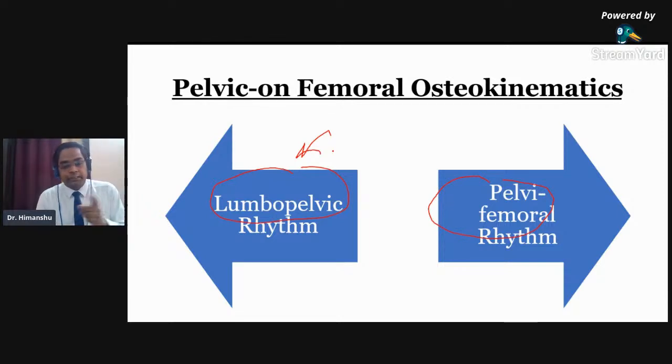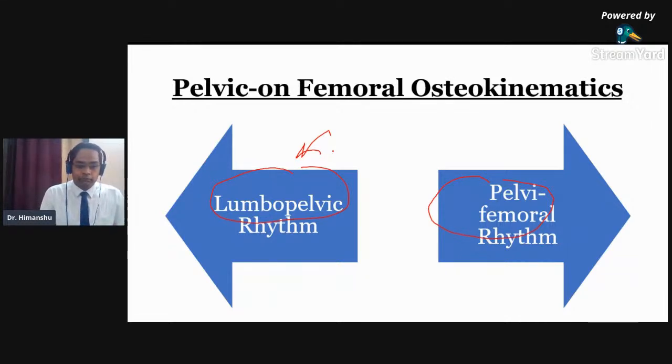Eventually, when the lumbar spine starts flexing, after a certain 30 to 40 degrees of flexion, my pelvis starts to go into anterior tilting. Whenever my pelvis goes into anterior tilting, there is some amount of flexion being aided at the hip joint. So this is what we are aiming at today. Whenever the pelvis goes into anterior tilting, or comes towards the fixed femur, we call it the pelvic on femoral osteokinematics.